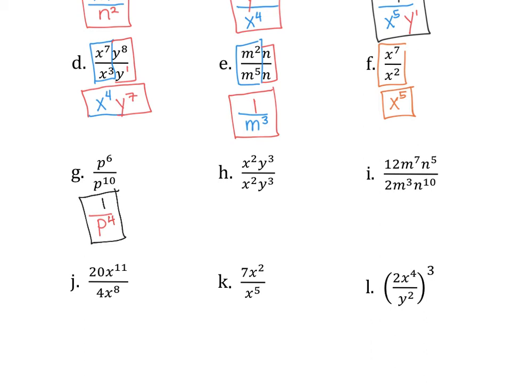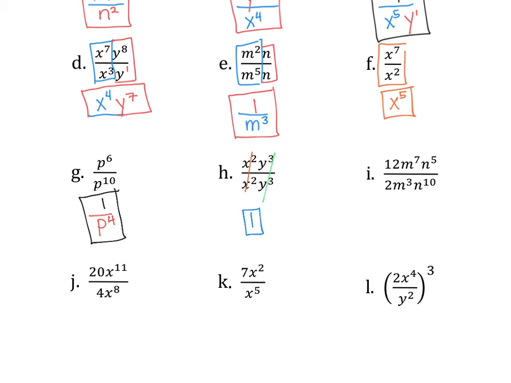Okay, let's look at this one. H, x to the 2nd over x to the 2nd. Well, those cancel. Y to the 3rd over y to the 3rd. Those cancel too. If everything cancels, you're left with 1. Just like imagine if you had 5 over 5. 5 divided by 5 is 1. So something divided by itself goes down to 1. This is also why x to the 0 is equal to 1. Because 2 minus 2 is 0, x to the 0.